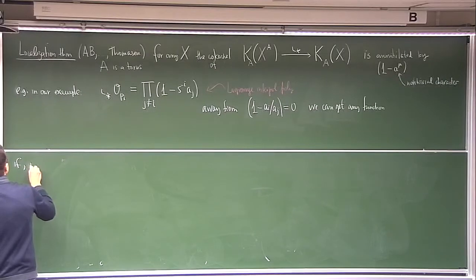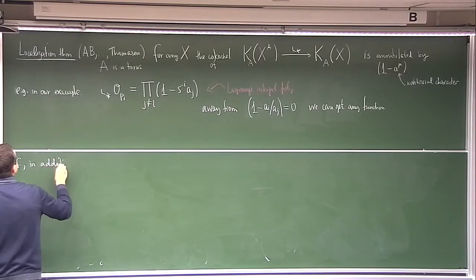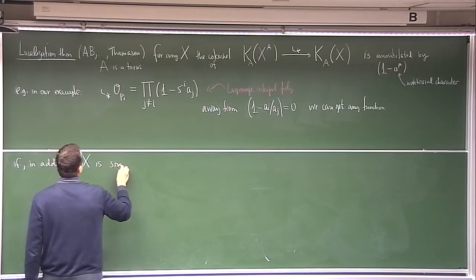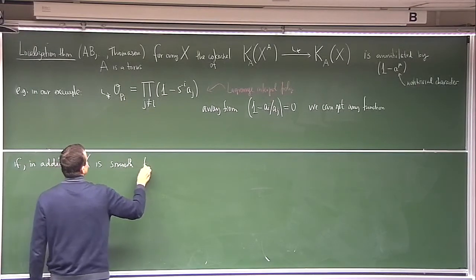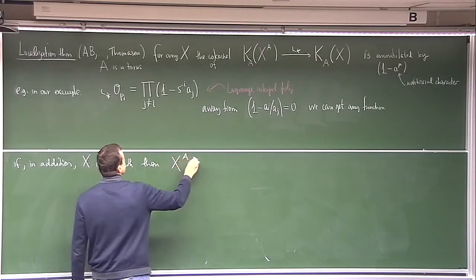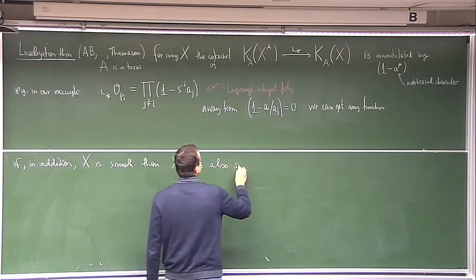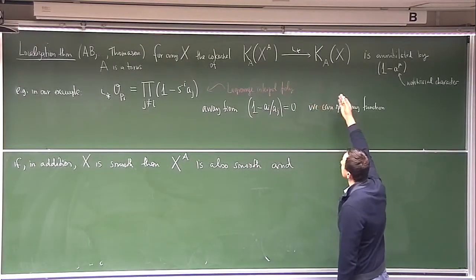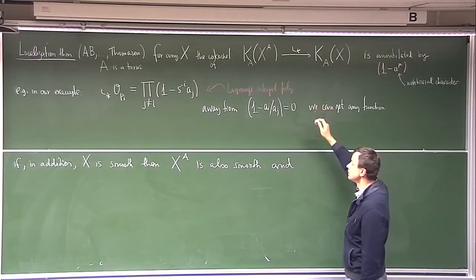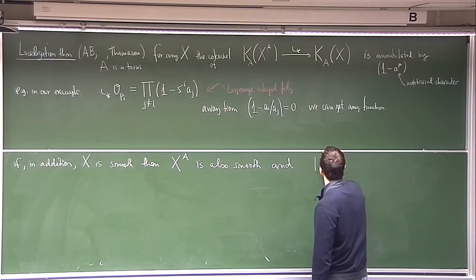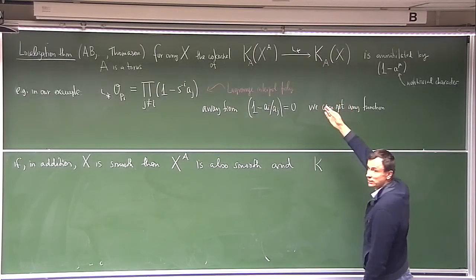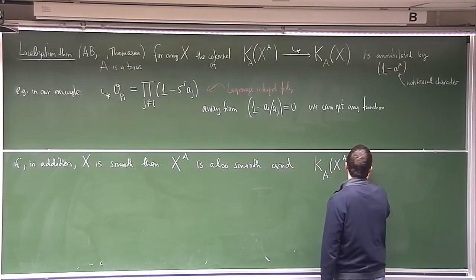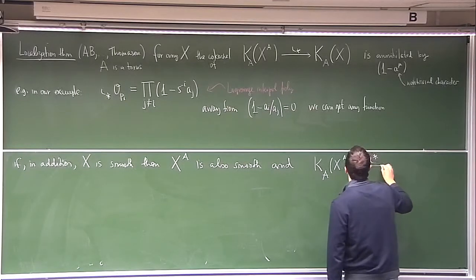If in addition X is smooth, then the fixed locus is also smooth. And we can also consider the pullback. For us, if X is smooth, the pullback is already defined, but we can have a different, opposite map, the pullback.